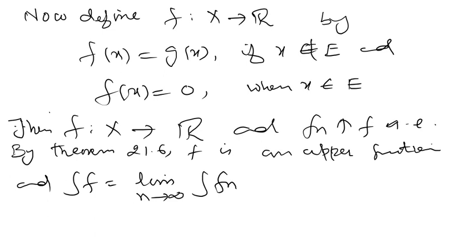So f is an upper function, hence integrable. Every upper function is integrable. So by theorem 21.6, f is an upper function, hence integrable, and the integral of f is equal to the limit of the integral of f n. That proves the theorem completely.